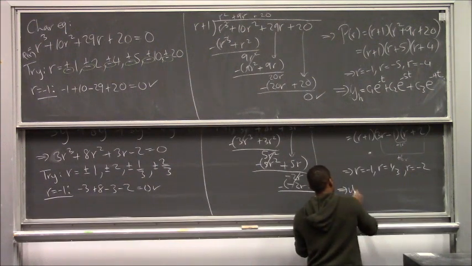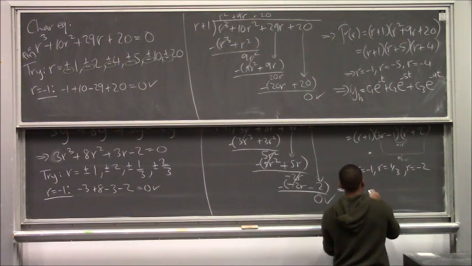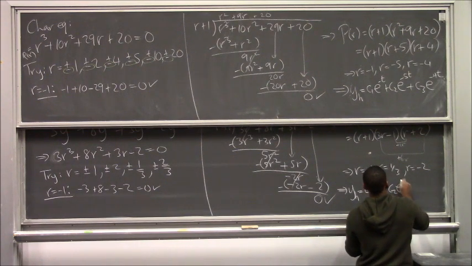Which means my homogeneous solution looks like what? C1 equals C2 equals negative 1/3.